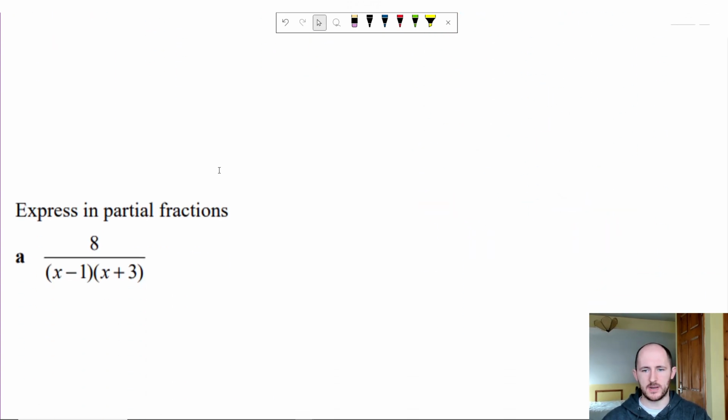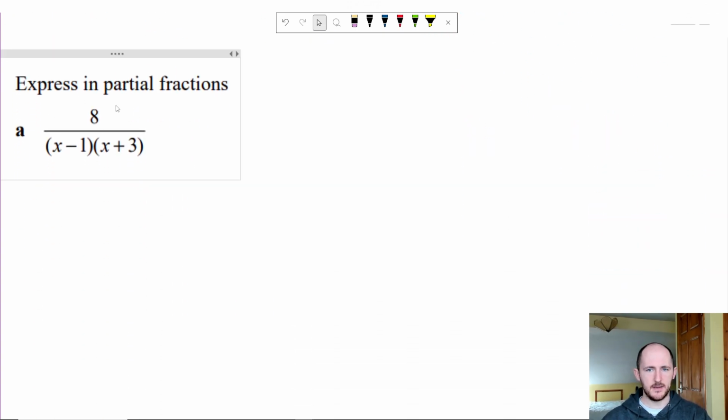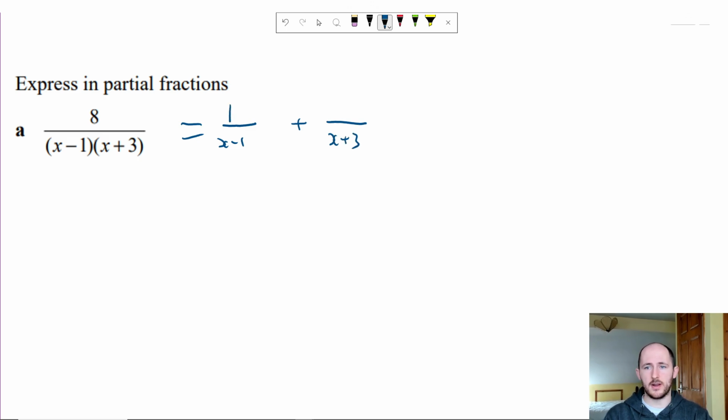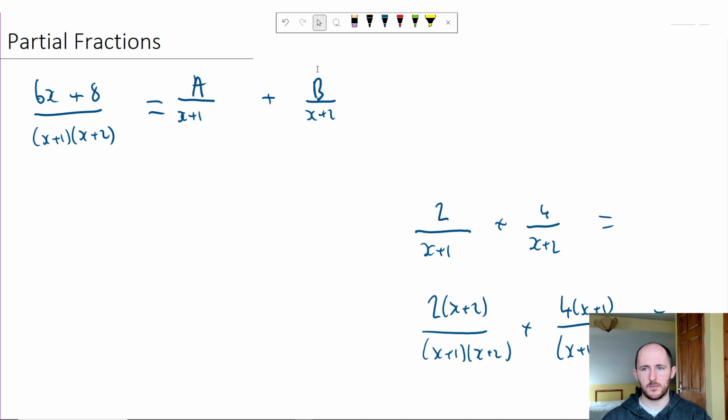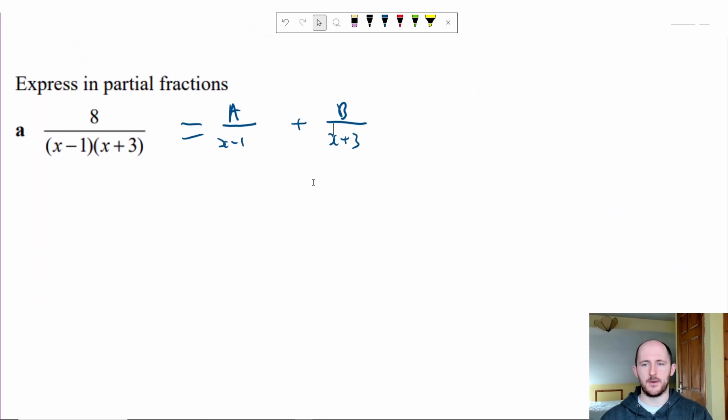Let me give you an example question. So here we get given a fraction, and it has 8 over x minus 1, x plus 3, and it says express in partial fractions. So again, we know that there's going to be two fractions. How do I know there's two? Because there's two brackets in the denominator, one with x minus 1 and one with x plus 3. And as for the numerators, I have no idea. Just like in the first example, we have no idea what they are. So how do we work those out?